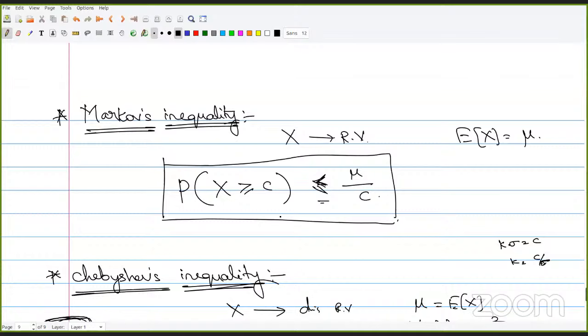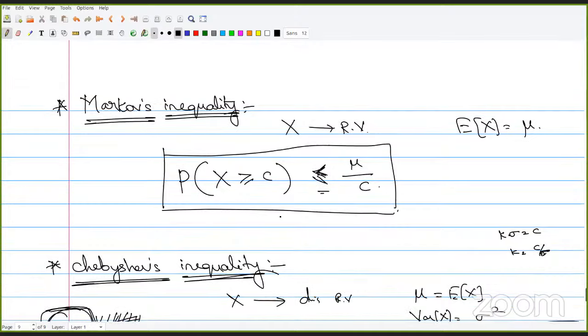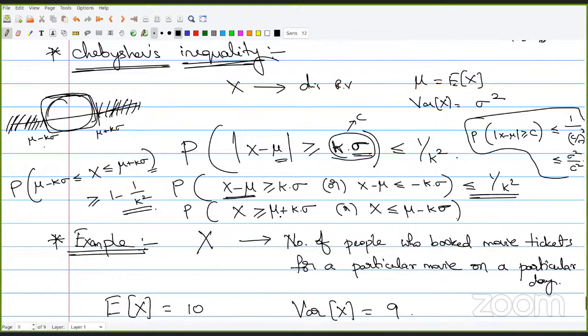If it is greater than or equal to, then that will be a lower bound. So in this case, it is greater than or equal to, so 1 minus 1 by k square is the lower bound. The probability will either be 1 minus 1 by k square or it will be higher than that. So the minimum value will be 1 minus 1 by k square. So this is the lower bound.